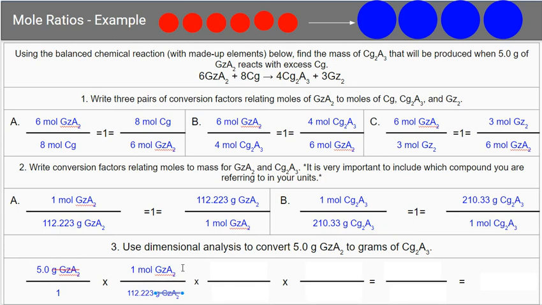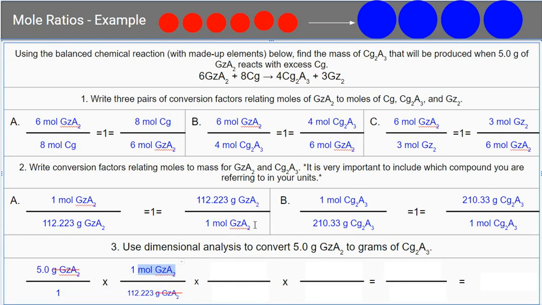Okay, well, now we've got moles of GZA2, which is great, but that's not our end goal, right? We're trying to find mass of Cg2A3. So we want to somehow get over to Cg2A3. Now, I already told you that you can't go straight from moles of something to mass of another thing. You have to first do the mole to mole conversion. And what I mean by that is the conversion factors we got from our balanced chemical reaction. So we need to cancel moles of GZA2, which is right now at the top. So we need to use a conversion factor that has moles of GZA2 in the bottom.